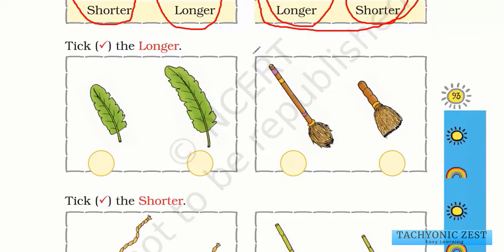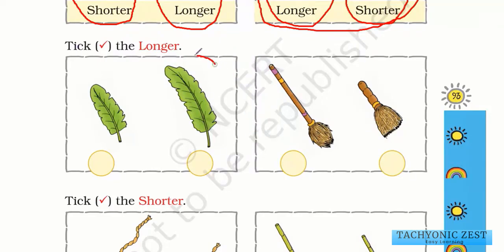Now there can be another leaf. For example, suppose there is another leaf over here which is this much long. So obviously we can see that this leaf over here is longer as compared to this leaf, but it will be shorter as compared to this leaf. If there was one more leaf over here which was like the tallest, it would be so longer and shorter is always in comparison. So here we have to tick the longer object. So let us come back to the question now.